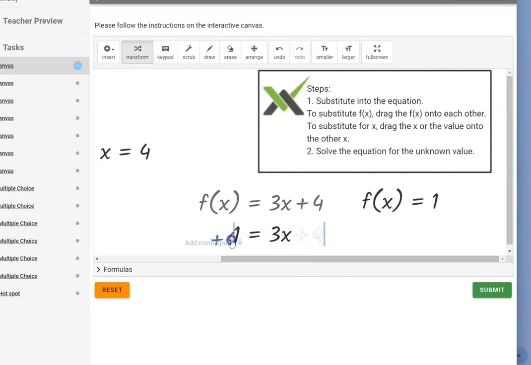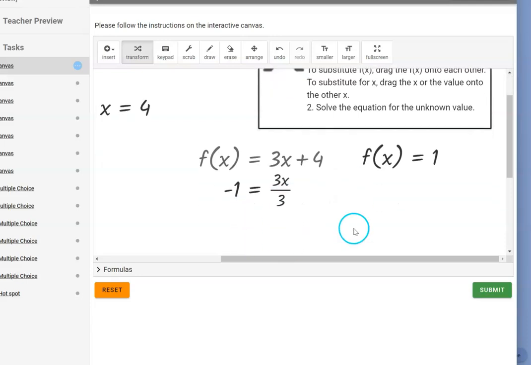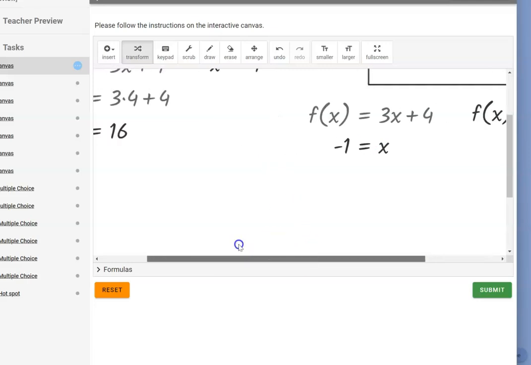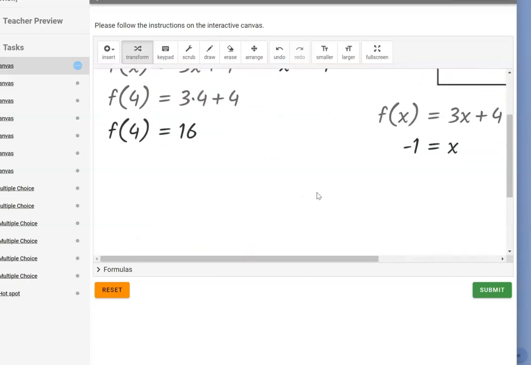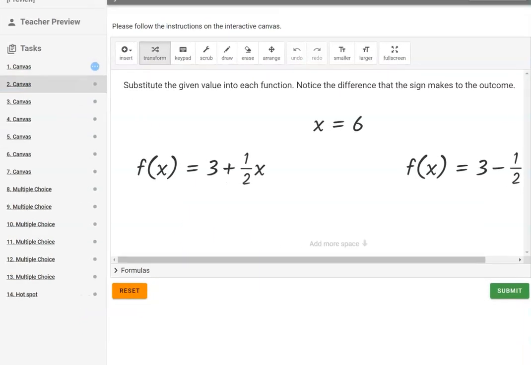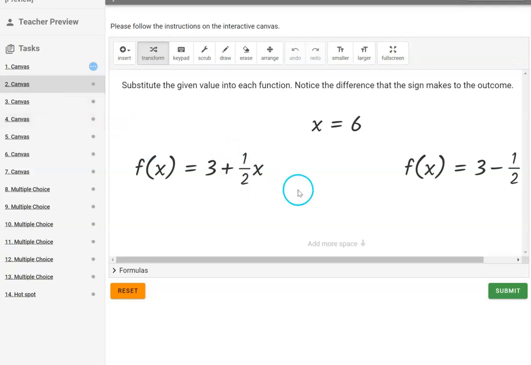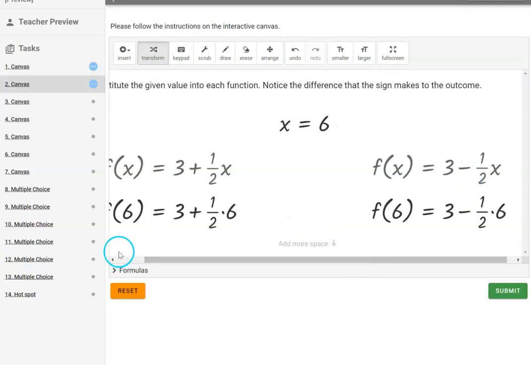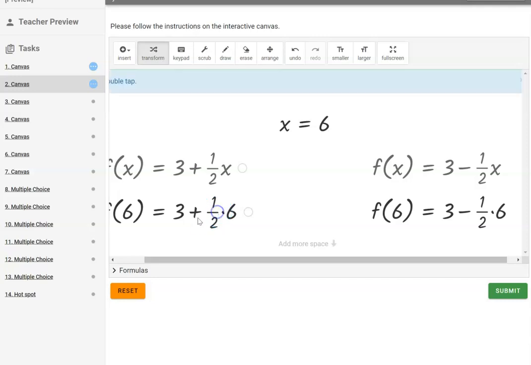I haven't created this yet, but I am going to create something that has a scenario with it. You can click this arrow to add more space if you want to scroll down. But the value would be -1. And you can reset if they mess up. And then, so I have several canvases here. Let's see what we got. In this one, I take the value of x and put it in here. It'll change both. They can simplify it. And then it says, notice the difference. You know, one has a plus, one has a minus. What's the output going to be? So they just click on these to simplify them.